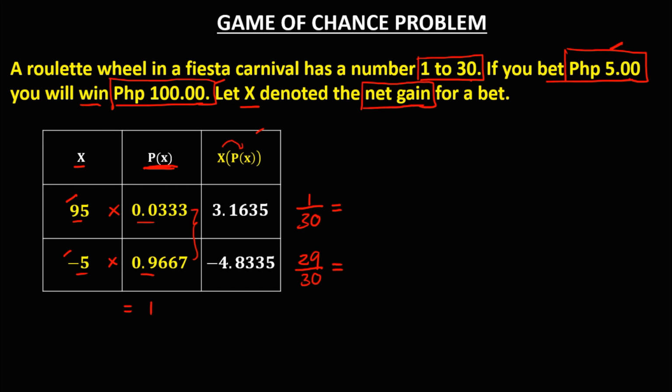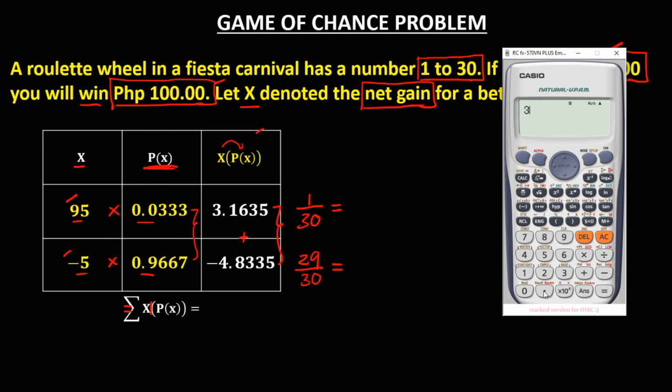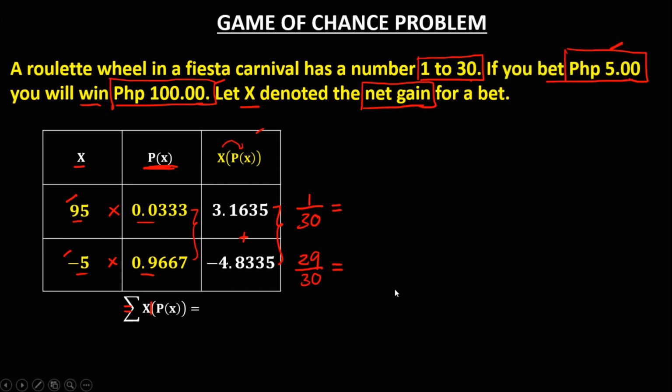Then to find the expected value, the summation of x times the P of x, just add these two numbers. So we have 3.1635 plus this negative 4.8335 equals negative 1.67. So the expected value is negative 1.67.